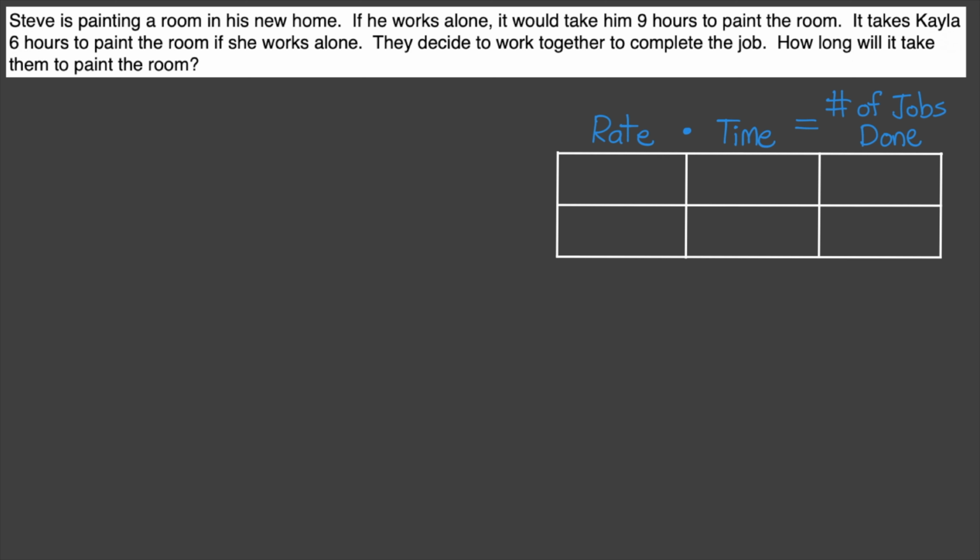Okay, so this is a classic work problem. So this is a work word problem. We're going to use a chart to determine the number of jobs done. Now, to get the number of jobs done, we multiply the rate of each participant times the time that they painted. And that'll equal the number of jobs done. So in this problem, we have two people working together. We have Steve and we have Kayla. So we're going to put them on our chart here.